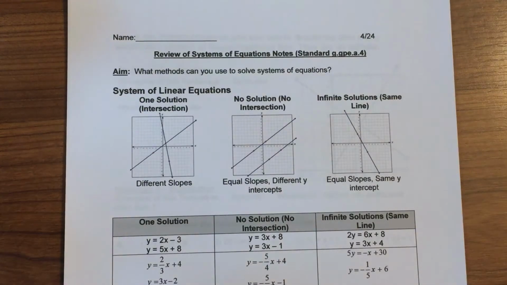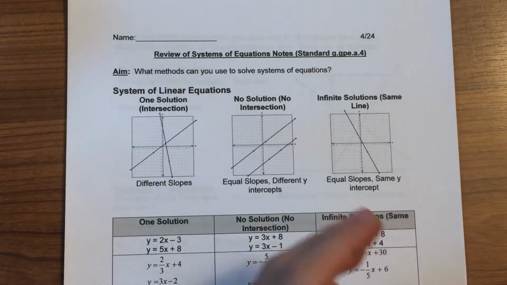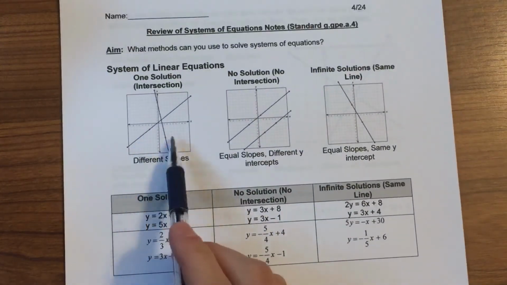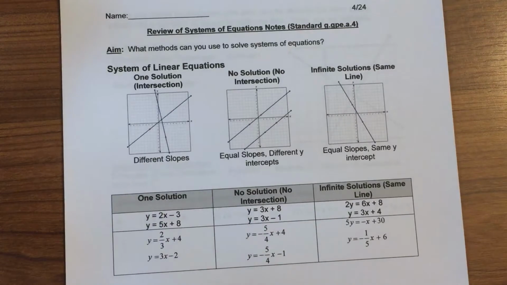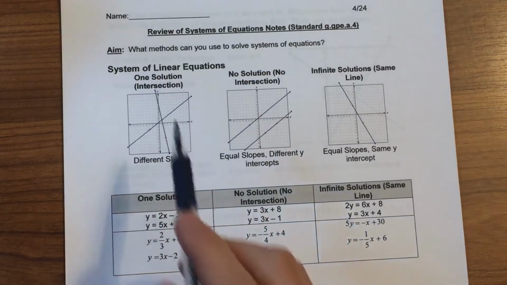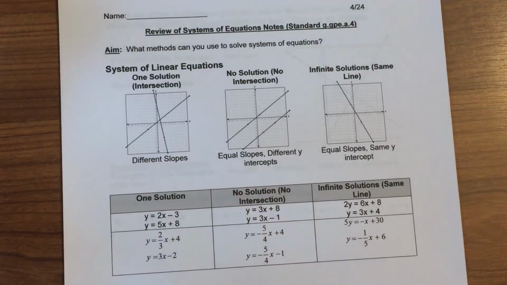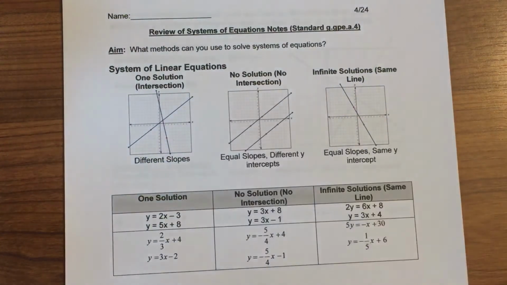So first thing we're going to be talking about are the types of solutions that you can have in systems of equations. You can arrive at the answer of one solution, no solution, or infinitely many solutions. Visually, this is what it will look like. If I have two lines that have different slopes, eventually those lines are going to intersect. Where they intersect is the one solution. It's the one point that satisfies the equation for both of these lines.